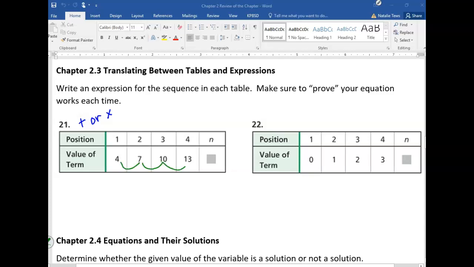Does this sound familiar? Okay. So what did I have to do to get from here to here, from the 4 to the 7? Add 3. All right, and then from 7 to 10 is also plus 3, and 10 to 13 is also plus 3. Does anybody remember the next step after I figured that out? What do I do to that 3?